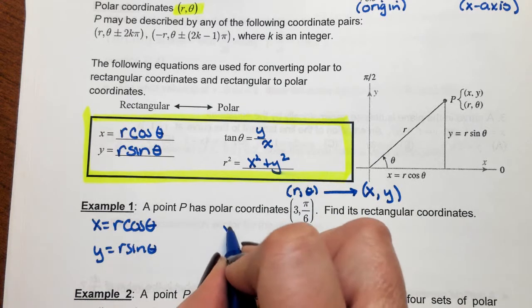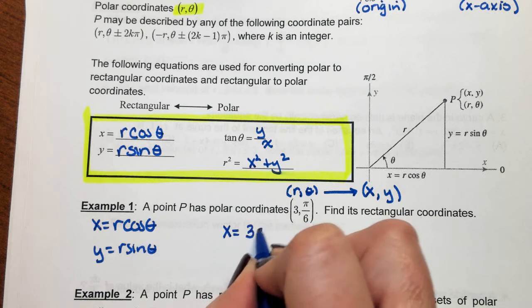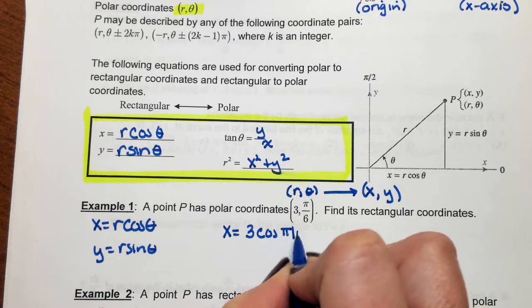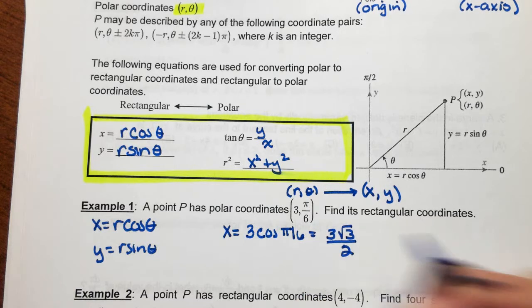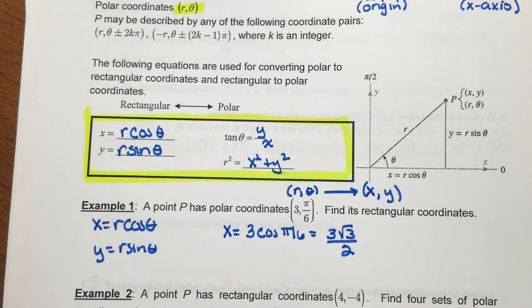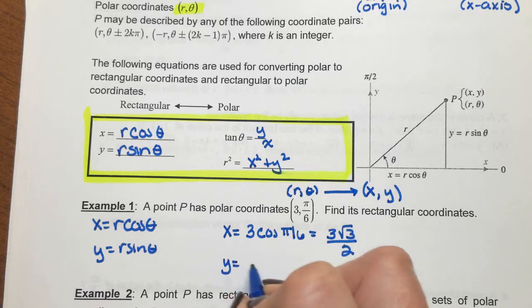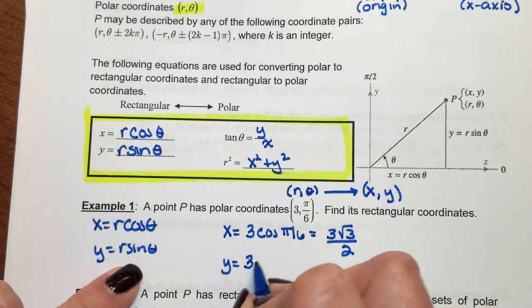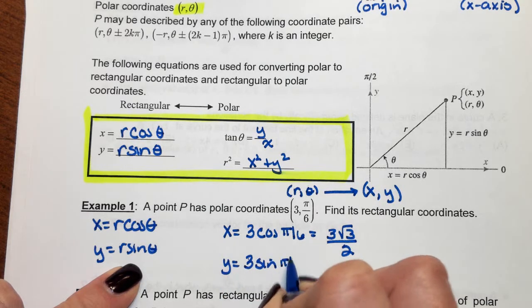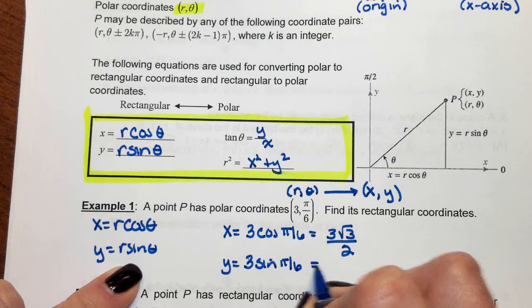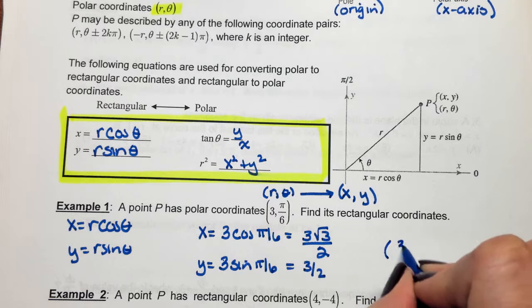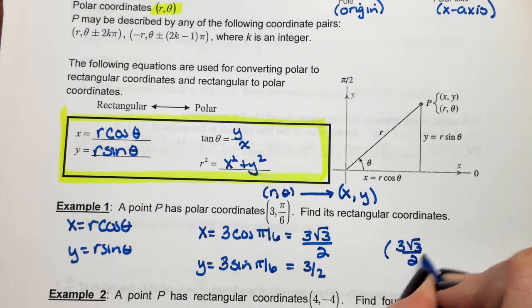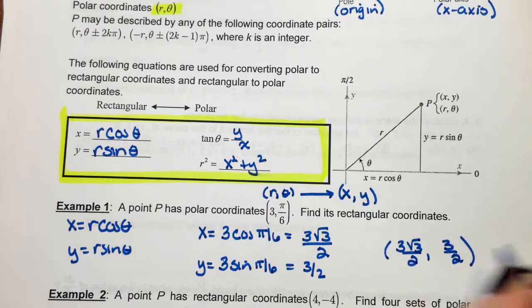To calculate the x coordinate, it's going to be 3 times the cosine of pi over 6. That's going to be 3 times square root of 3 over 2, since the cosine of pi over 6 is square root of 3 over 2. y is going to be equal to r sine theta, so 3 times the sine of pi over 6. So 3 times 1/2 will give me 3 halves. The rectangular coordinate then is going to be 3 square root 3 over 2, 3 halves.